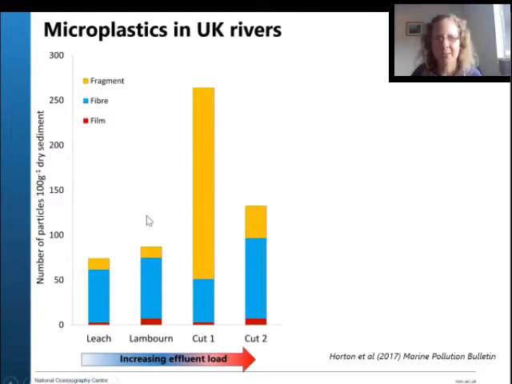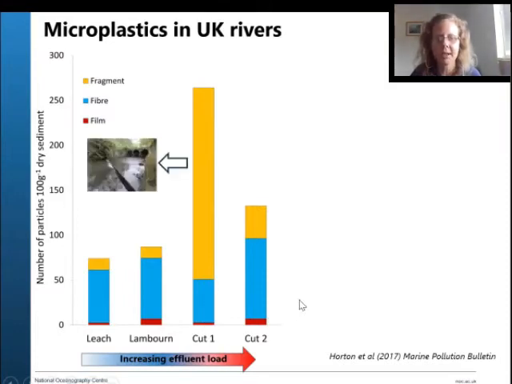And this was quite confusing, but the reason that I discovered this occurred is because this site here, the most polluted site called the Cut 1, is directly downstream of this storm drain outfall that I showed in the previous slide. So this receives untreated road runoff, which might contain things like road paints, tyre particles, and so on.